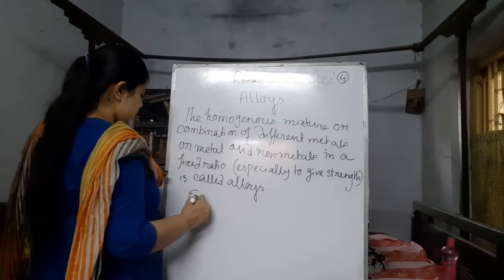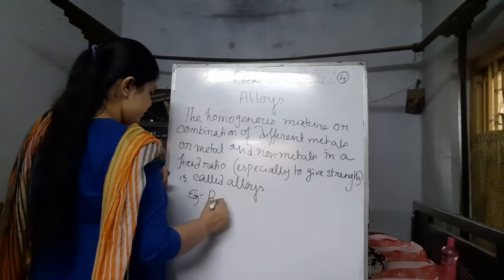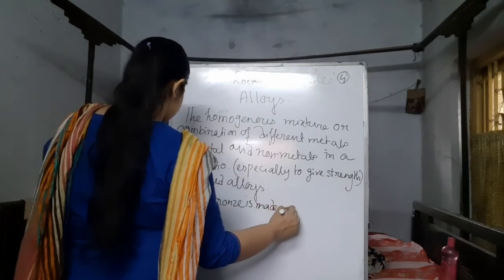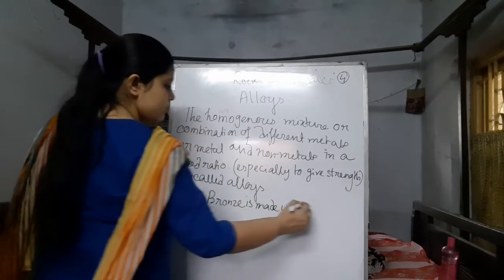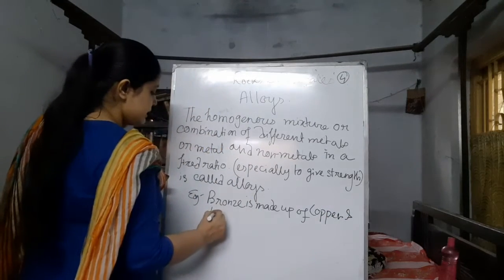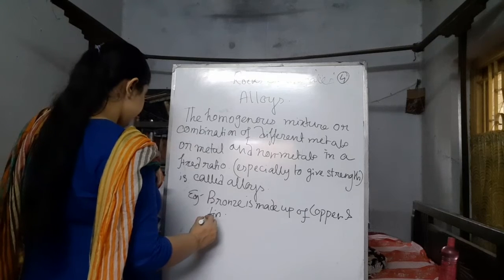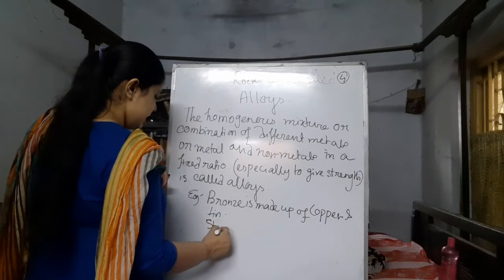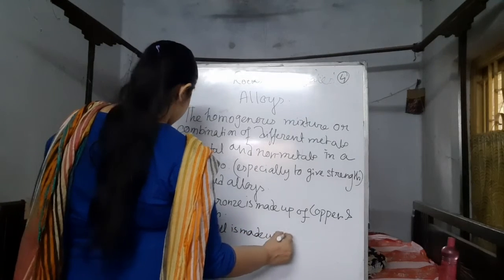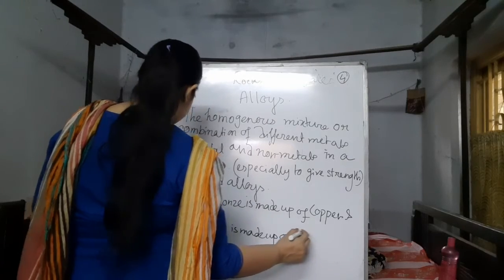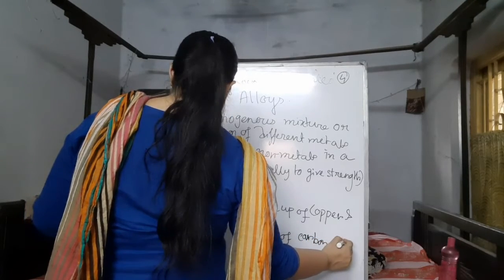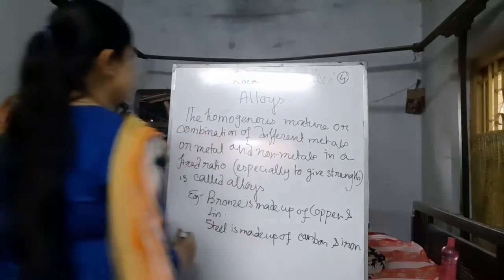An example I can give you: bronze is made up of copper and tin. Also, steel is made up of carbon and iron. These are the examples.